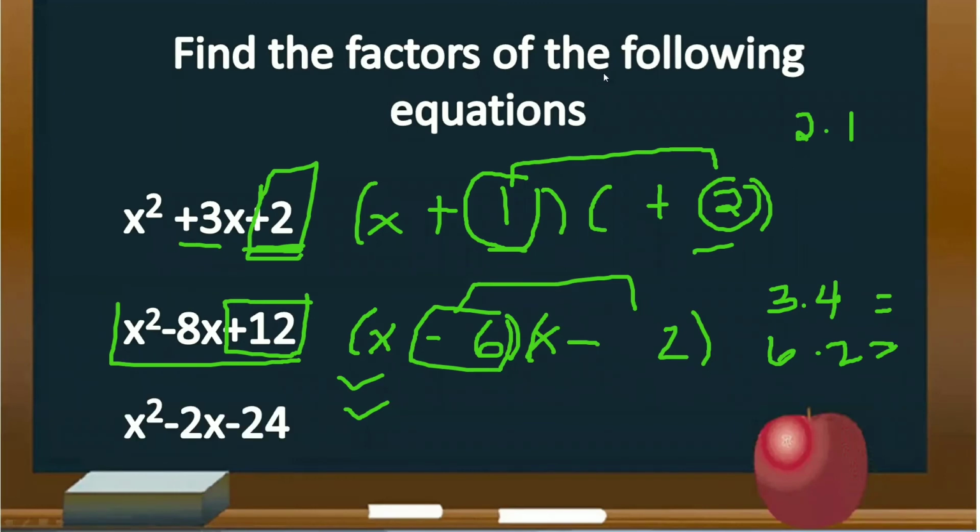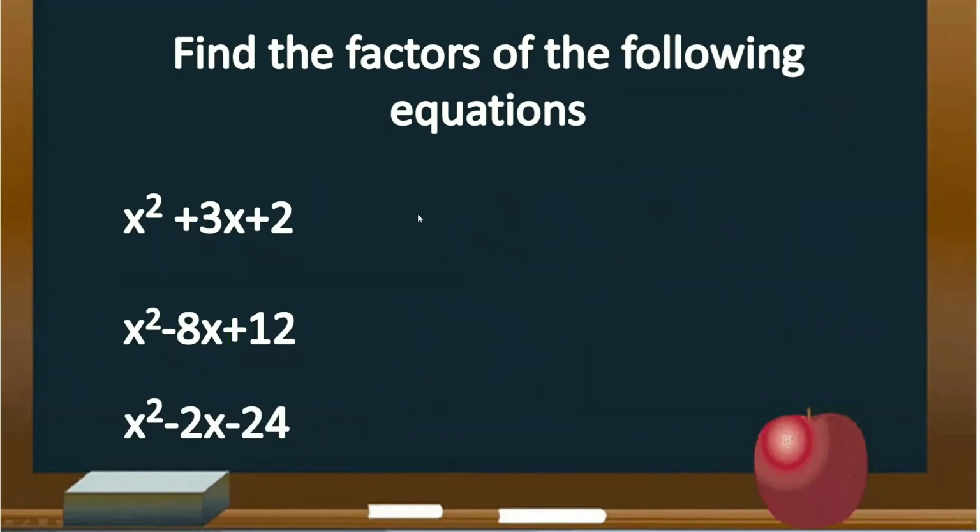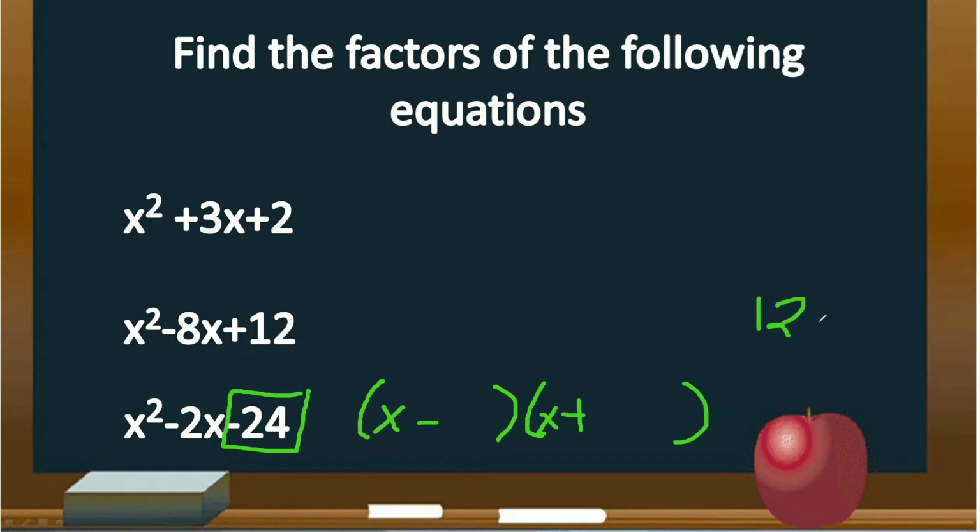Last example, we have x squared minus 2x minus 24. As you can notice, the last term is negative. So, ang hinahanap nating factors ay magkaibang sign. So, we have one negative factor and one positive factor. Now, let us first factor 24. It can be 12 times 2. It can be 6 times 4, that's 24.